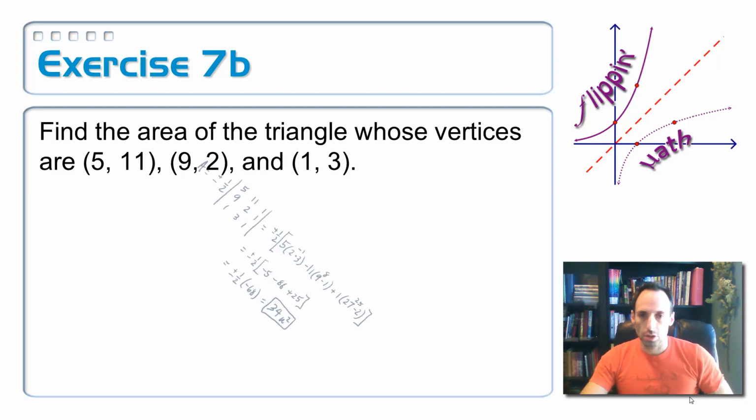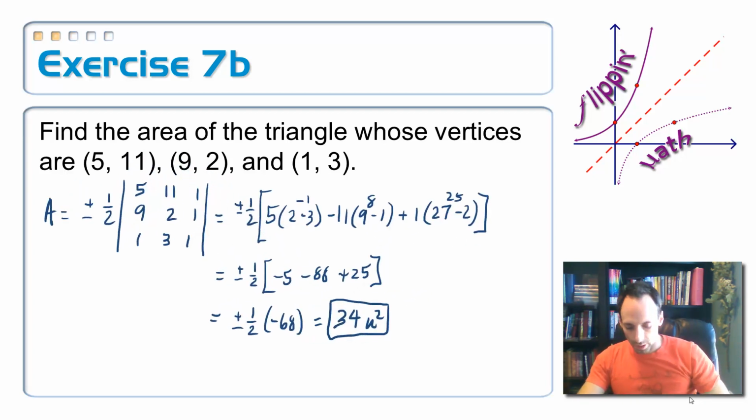Okay, so this is what you should have gotten. I'm going to make the 3x3 matrix with the first point, 5, 11, put a 1 at the end. And the second point, 9, 2, put a 1 at the end, and then 1, 3 with the 1 at the end. I did expansion by minors. Seems to be my favorite method. Anyway, so do all the math, simplify all the numbers. I get an area of 34 units squared.